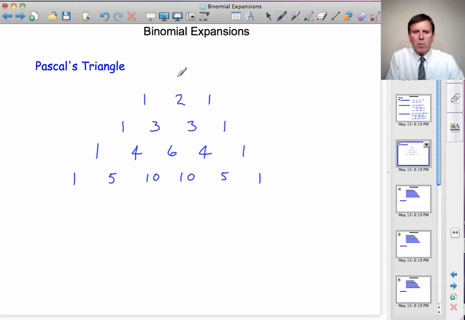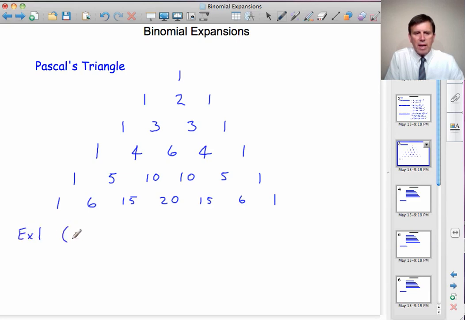Now in a textbook you may well see a 1 up there to complete the triangle, but it doesn't actually have any meaning. Let's do one more row. 1. 1 plus 5 is 6. 5 plus 10 is 15. 10 plus 10 is 20. 10 plus 5 is 15. 5 plus 1 is 6. And then the 1. And in an exam question on binomial expansion, this is the kind of thing you'll have to write down. Let's have a look at our first example.